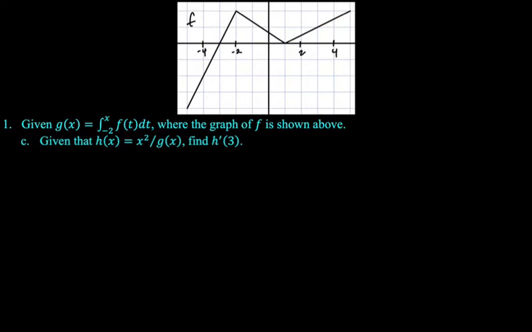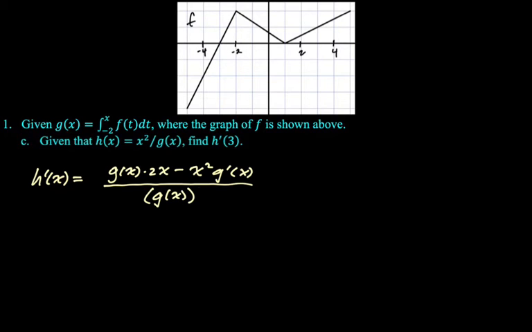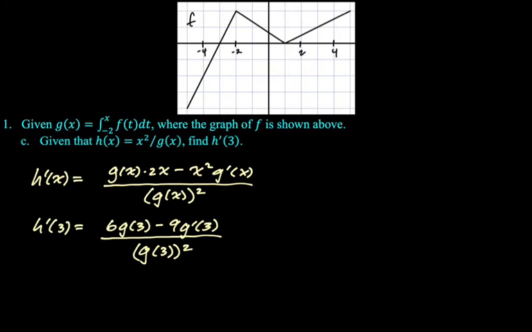Given that h of x is x squared over g of x, find h prime of 3. All right, so we're going to start off by doing the quotient rule on this. So let's see. So h prime is going to be bottom, derivative of the top is 2x, minus top, which is x squared, derivative of the bottom is g prime, all over the bottom, g of x squared. Okay, now we got to figure out some values, right? I need to plug in 3. So h prime of 3 is just going to be 6 g of 3 minus 9 g prime of 3 all over g of 3 squared. So that's what we're doing.